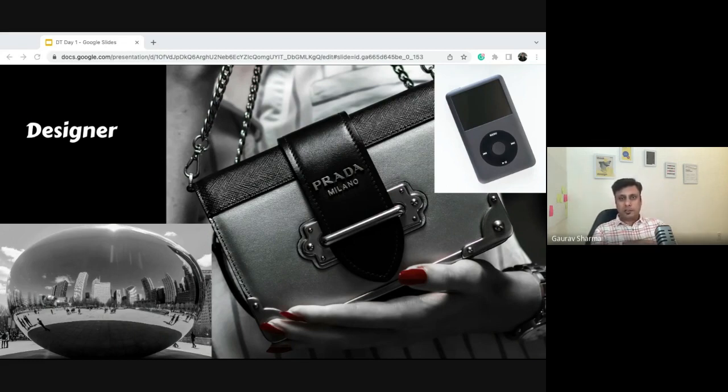But then, of course, there are other things like, for example, fashion, right? So the collection that has been designed by Louis Vuitton, that could be a designer design, right? It looks different, it performs differently from any other brand in the same category, and that's why it is treated as designer design.